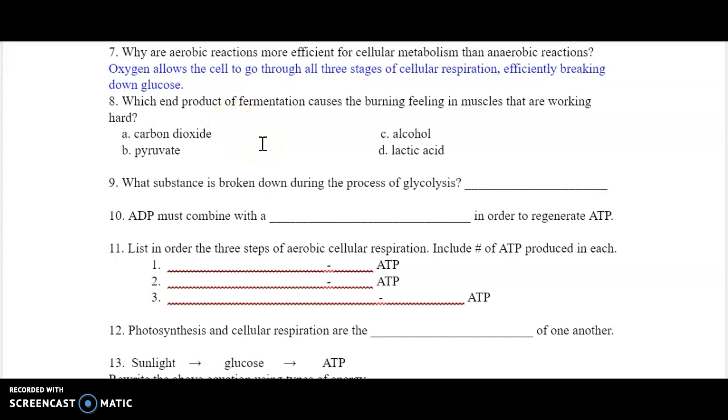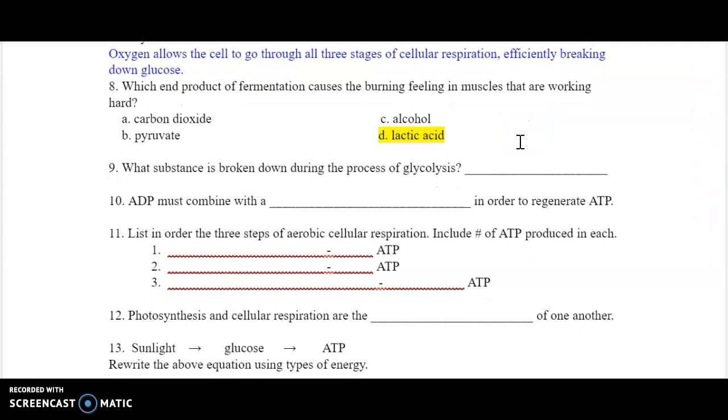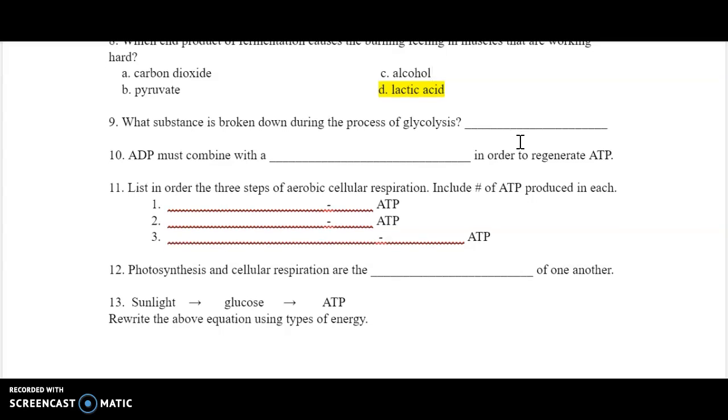Okay. So 8. Which end product of fermentation causes the burning feeling in muscles that are working hard? If you're working out hard, you're not getting enough oxygen into those muscle cells, you're going to get a buildup of lactic acid, and that's the burn that you feel. That's what makes your muscles sore later, is not getting enough oxygen in there, and those muscle cells go into lactic acid fermentation.